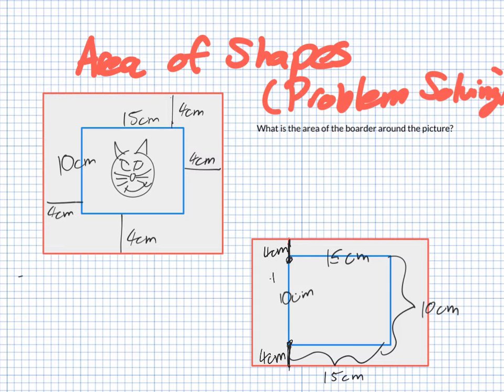So what we're going to be doing is actually adding those numbers together. So when we do 4 plus 10 plus 4, I'm going to write it over here, that is equal to 18 centimeters. And that's going to be our height. That's the height of our border. So we've got that part.